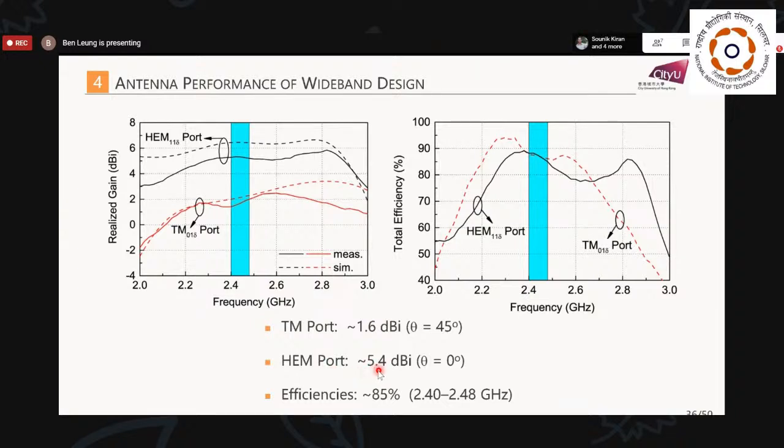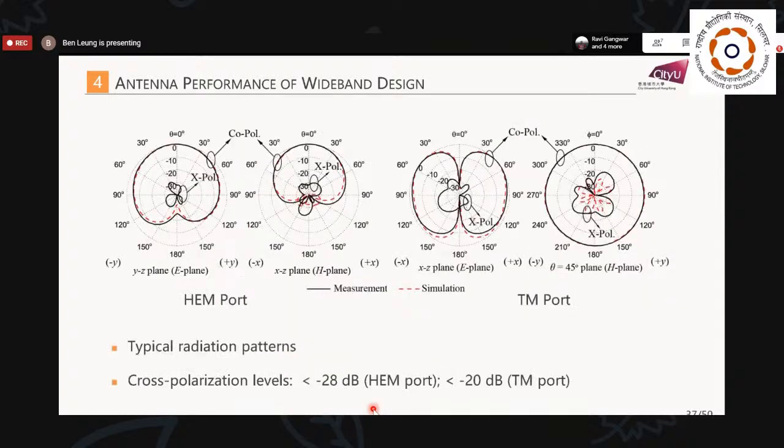It is 5.4 dBi. Now the efficiency is 85% across this 2.4 wireless LAN band. This is the efficiency. So across this wireless LAN band, it is about 85%. So that's the radiation patterns. Very good agreement between simulation and measurement is obtained.